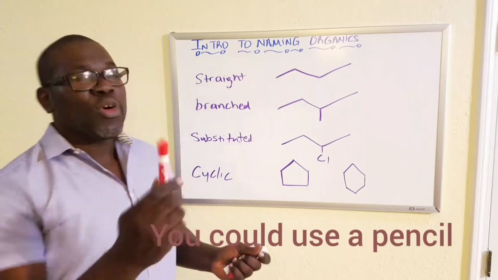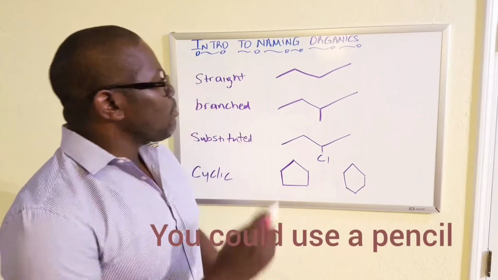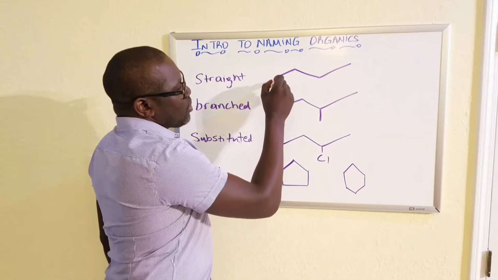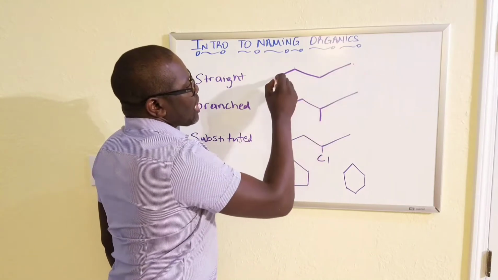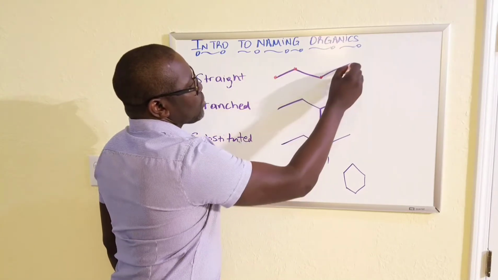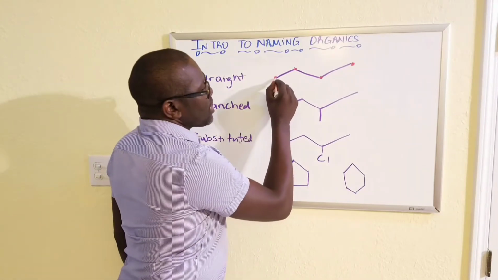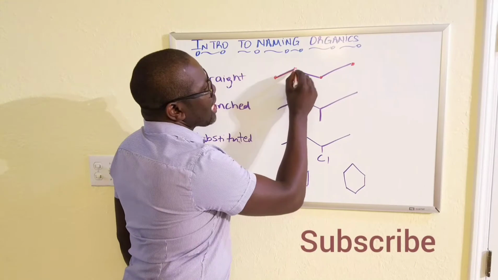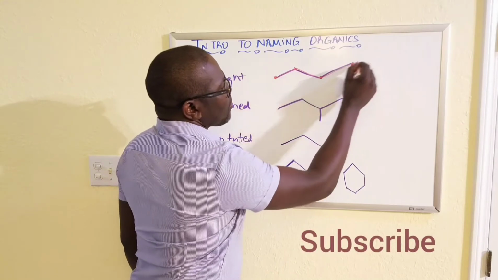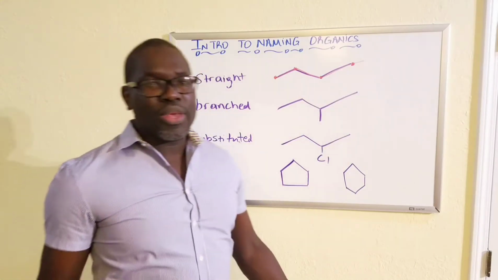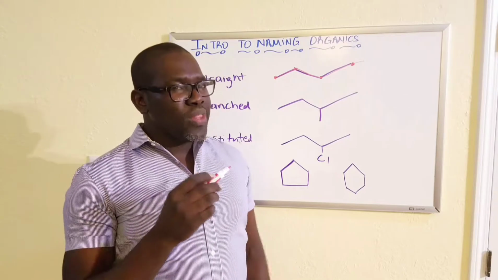So I'm going to take this red marker, I'm going to start from this point. And remember, these represent carbon atoms. Let me just make them dots for you. Okay? Now, if I take my pencil and I start from this carbon atom and I draw a line there, there, it passes through all the carbon atoms. So I know that this is straight.